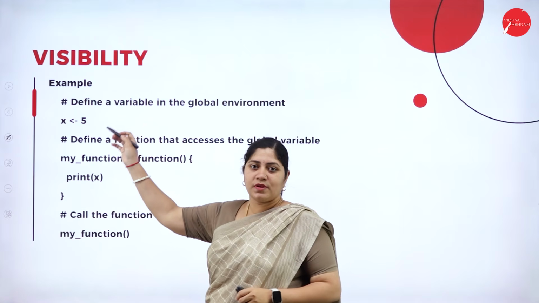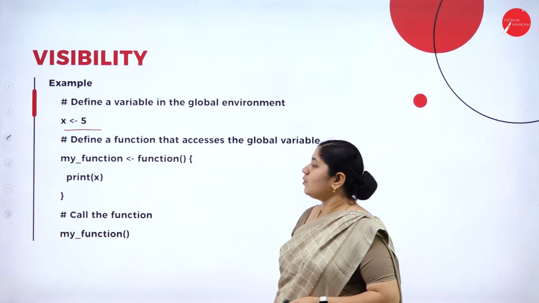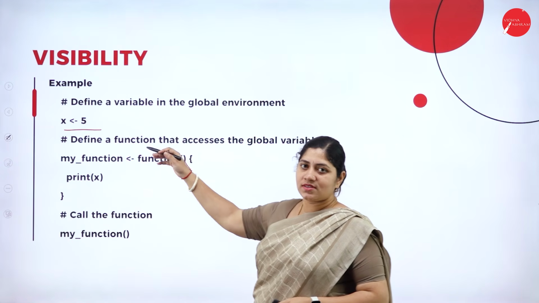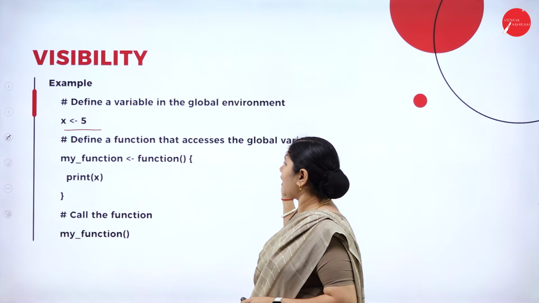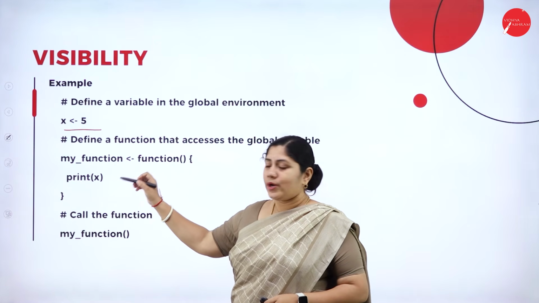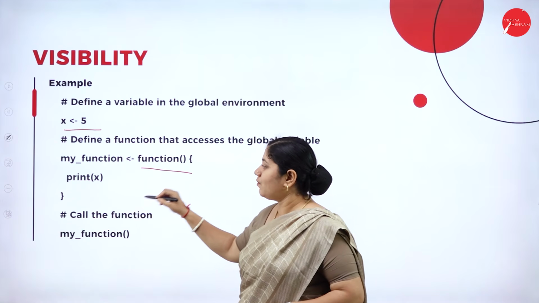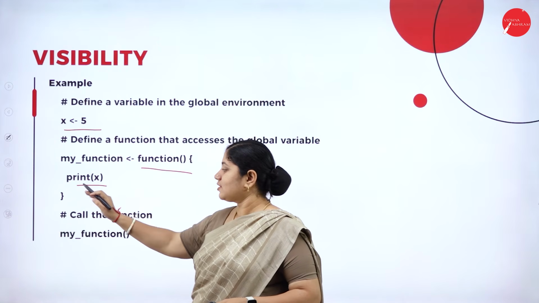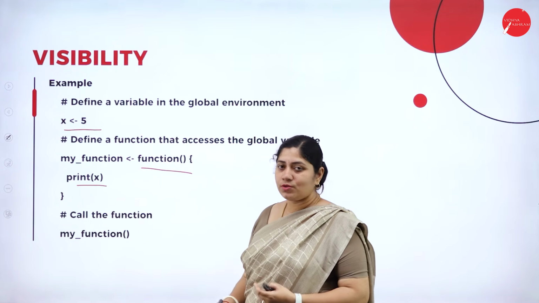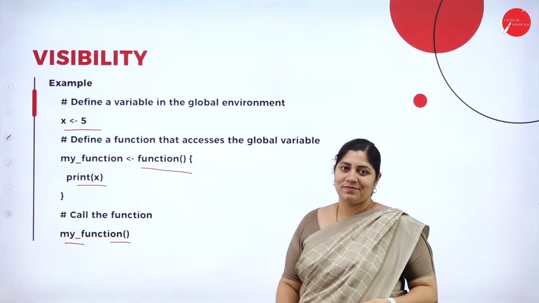Let's see an example for visibility. Over here, we are defining a variable in the global environment, that's x assigned the value 5. Next, I am defining a function to access the global variable. Over here, I am defining my function to print this value, that's x. All right. So now what to do? I have to call the function. It's my function. All right.